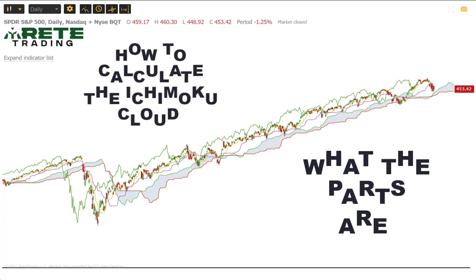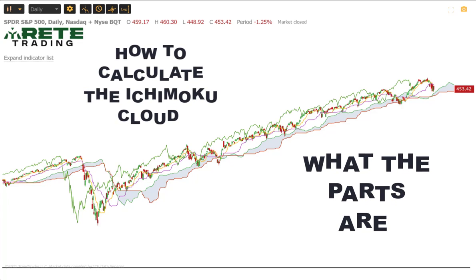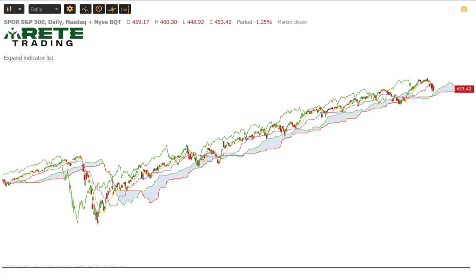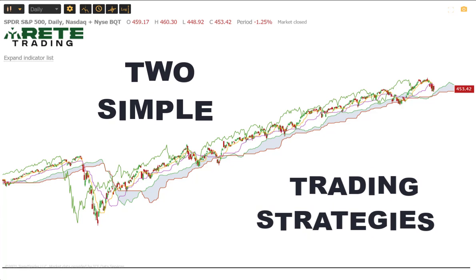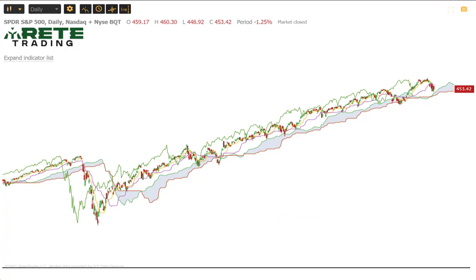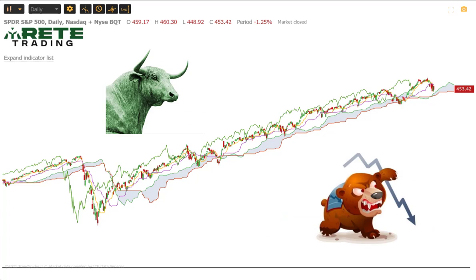So we've now gone through how we calculate it, what the parts are, 2 signals that you can use, okay? And those signals are important. It's very important to understand bullish and bearish and where you are long term in a chart. But again, they're not the be-all and end-all.